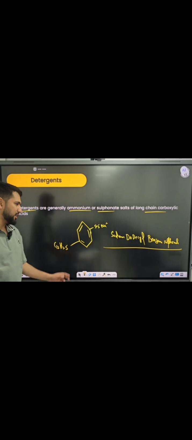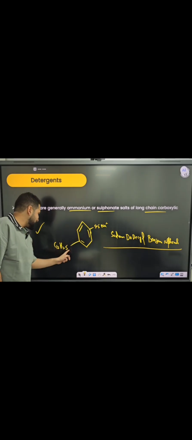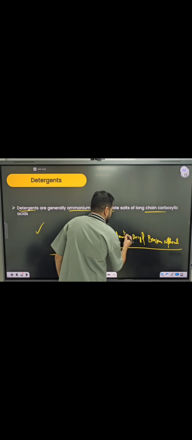So this is the benzene ring, and one side is attached to SO3 negative Na positive. Opposite to that side, C12H25 is attached. Since they are in opposite positions, at the para positions, we also call this sodium p-dodecyl benzene sulfonate. That's written over there. Sodium p-dodecyl benzene sulfonate. Right, guys? So these are the detergents.